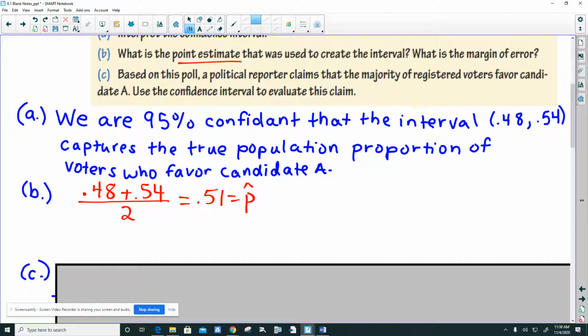Now the other part to part B says what is the margin of error? The margin of error is what is being added and subtracted from your point estimate to then create this window for your confidence interval. So the margin of error can be found by taking either endpoint of your interval and finding the distance from that to the very center, which is where the point estimate is. So we get that distance to be roughly 0.03. That means our margin of error is 3%.